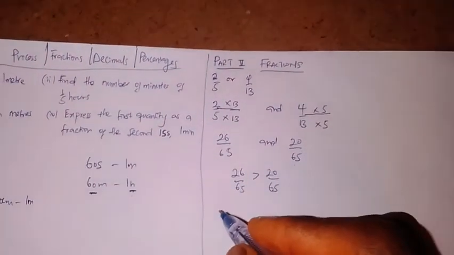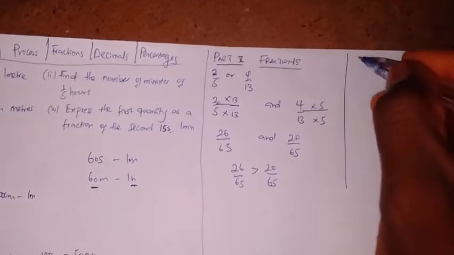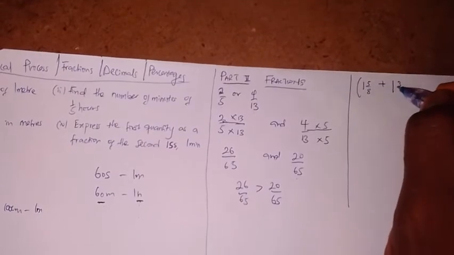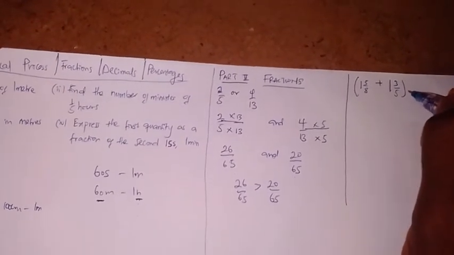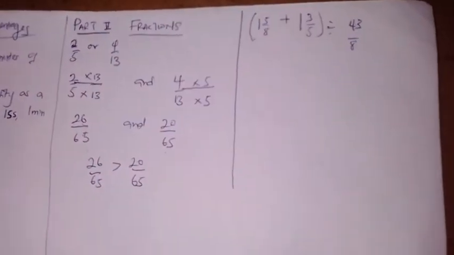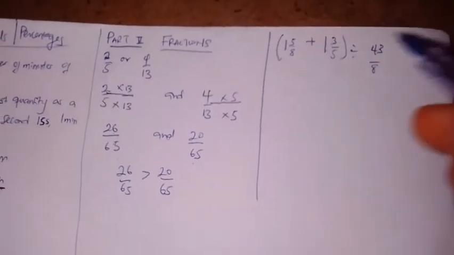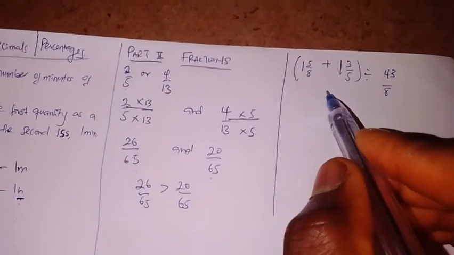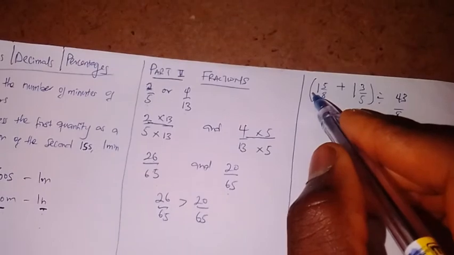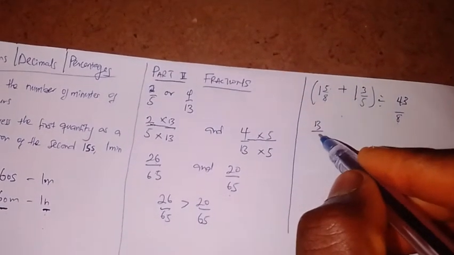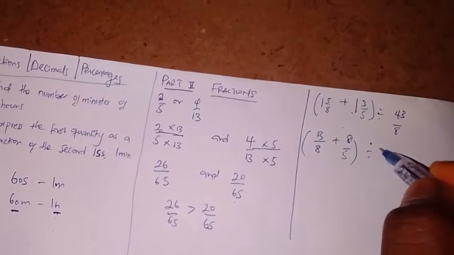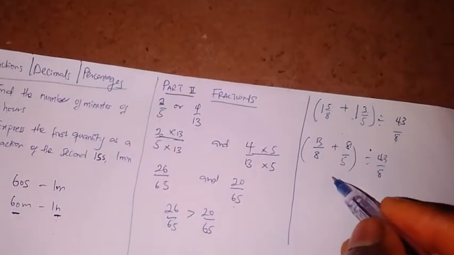Now number 2, we're going to simplify 1 and 5 over 8 plus 1 and 3 over 5, divided by 43 over 8. Now the idea to solve this question is this. Use BODMAS. First thing is the brackets. After attaching to the bracket, I'll bring it out to make this one. So in this case, this becomes 13 over 8 plus 8 over 5, divided by 43 over 8.